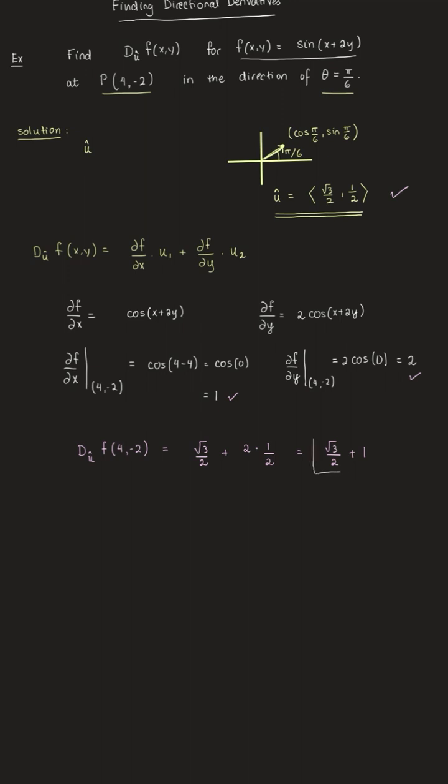Now, this is a scalar, right? Just a numerical value that gives us the slope of the tangent line at point P on our surface in the direction of our unit vector u.